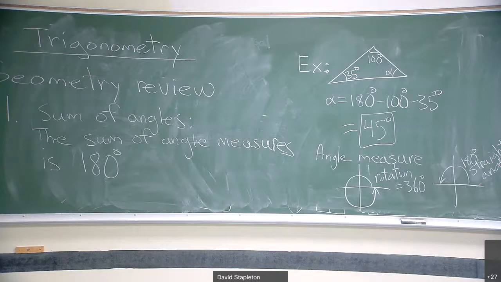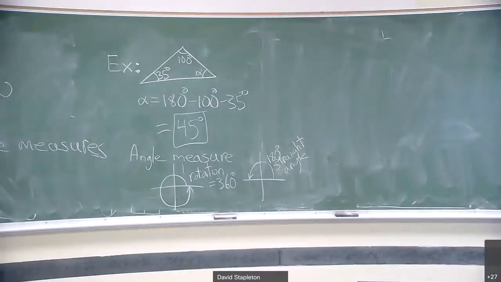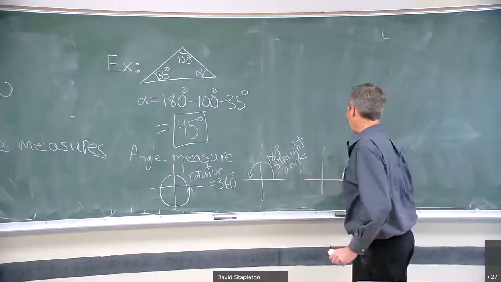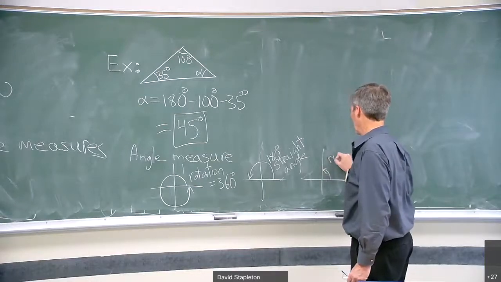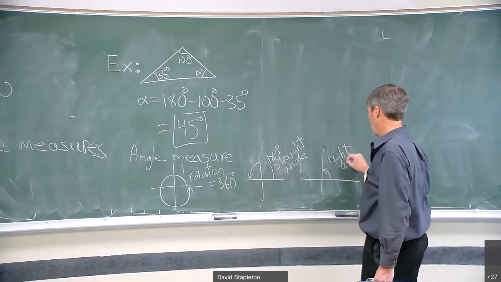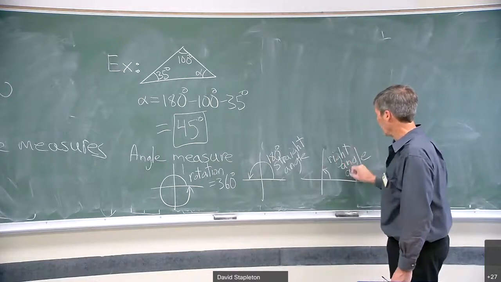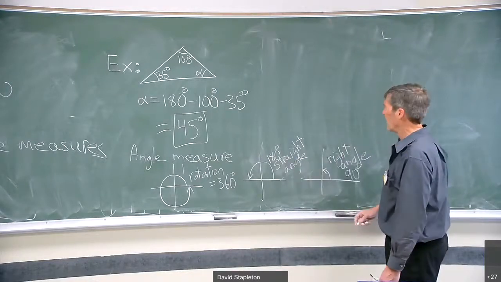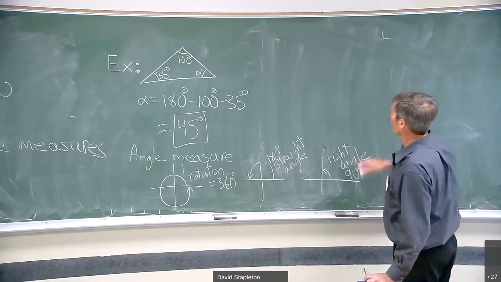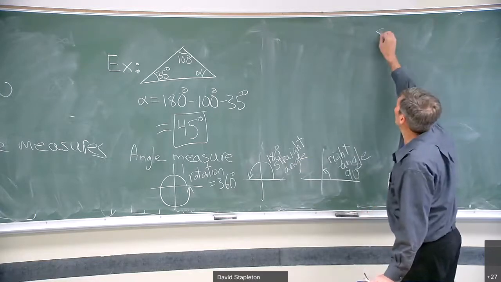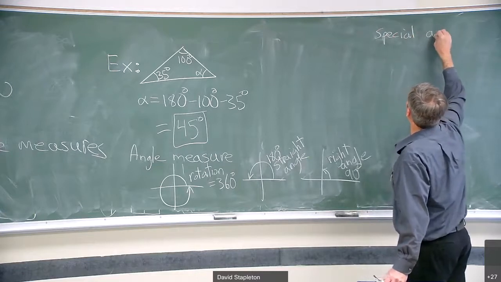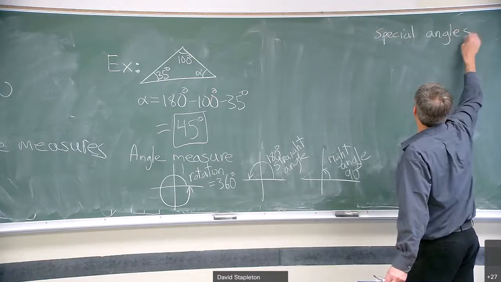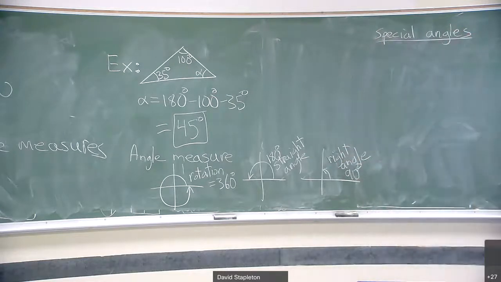Now, if we take half of that, now we've got what's called a right angle. We'll say that's 90 degrees since it's half of this measure. And then there's some other very useful angles besides. I'll call those special angles. But we'll say more generally that the special angles are these and any multiples of them.